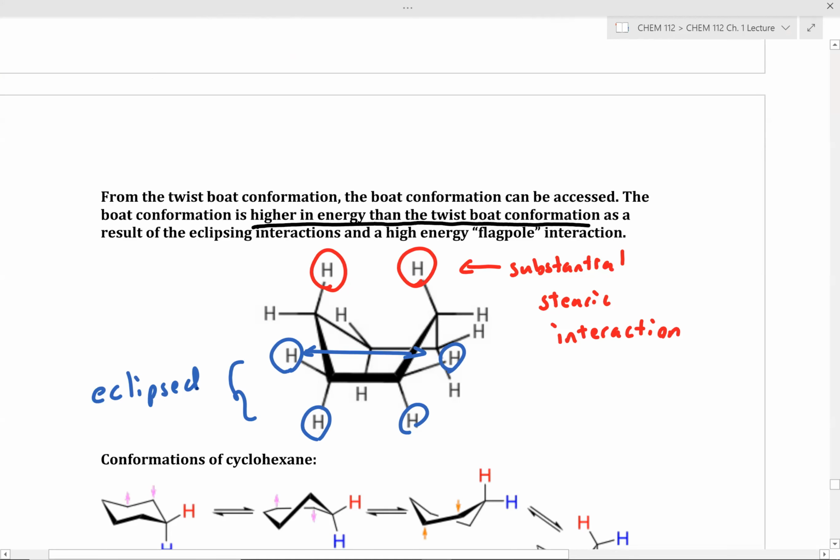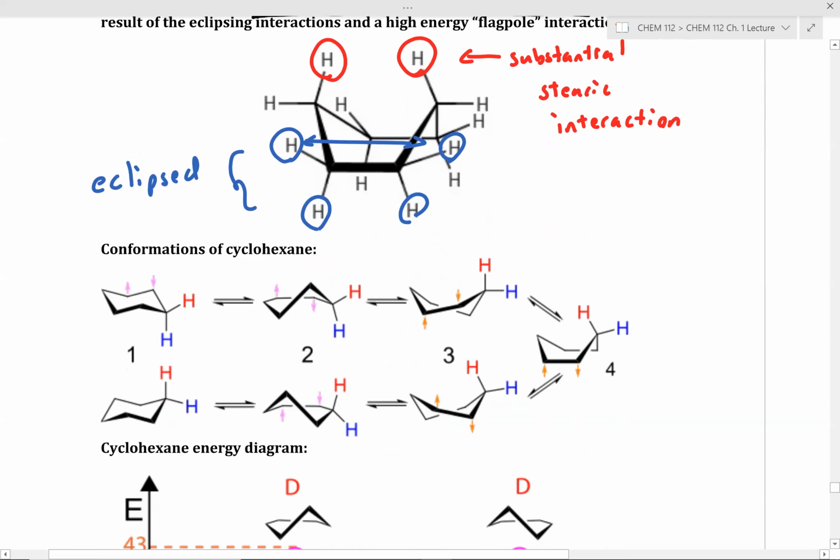Again, one thing I always want you to take away from this is that strictly planar carbons will inherently have eclipsing interactions in most cases, and that's very destabilizing. These eclipsing interactions introduce a large amount of torsional strain. So the boat is relatively high in energy. Now, to help you visualize a little bit how to perform a ring flip and what substituents are moving during a ring flip, let's take a look at the full process.